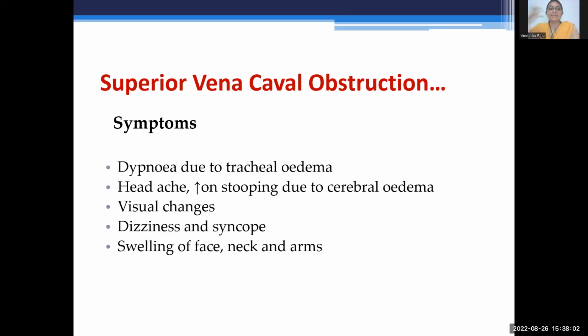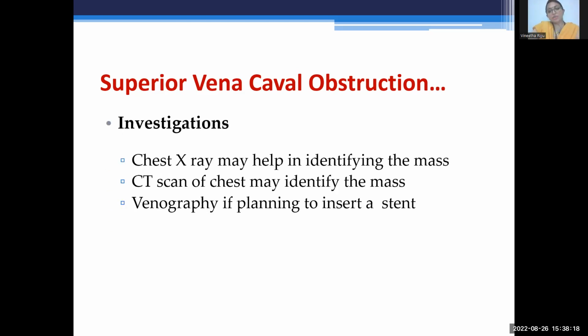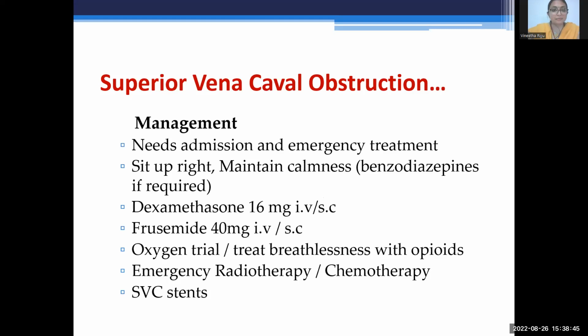So the symptoms: it is dyspnea because of the tracheal edema. Headache is more on stooping forward because of the cerebral edema. There are visual changes, dizziness, syncope, swelling of the face, neck, and arms. And how do you diagnose? If you do not have a CT facility in your hospital or clinic, you can always do an X-ray. So X-ray will help to at least identify that there is a mass sitting over there. CT chest would be most preferable. And venography can be done if you are planning to insert a stent.